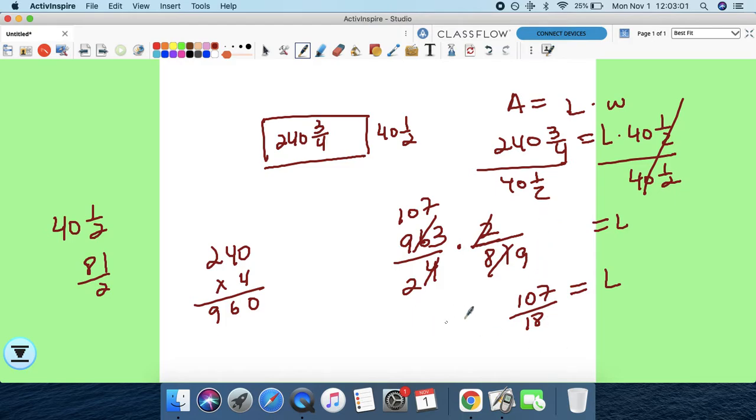And if you change that to a mixed number, what are we going to say? 7, 8? Hang on a second. Let's see. No, it's going to be 5 actually. So that's going to be a 90, right? And we have 17 left over. So that equals 5 and 17 over 18. So that's the measurement of the length.